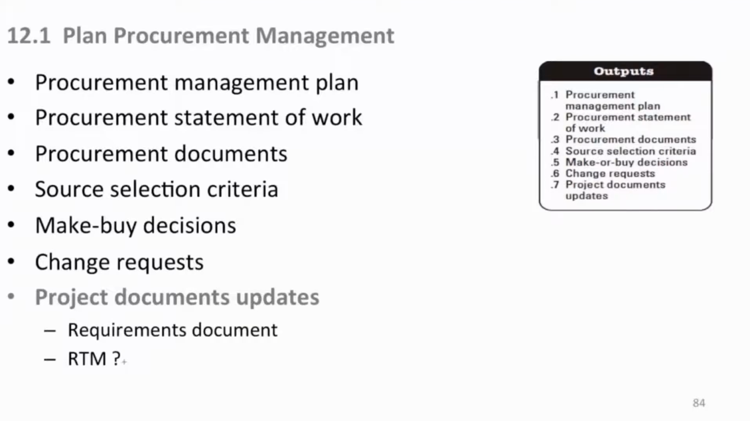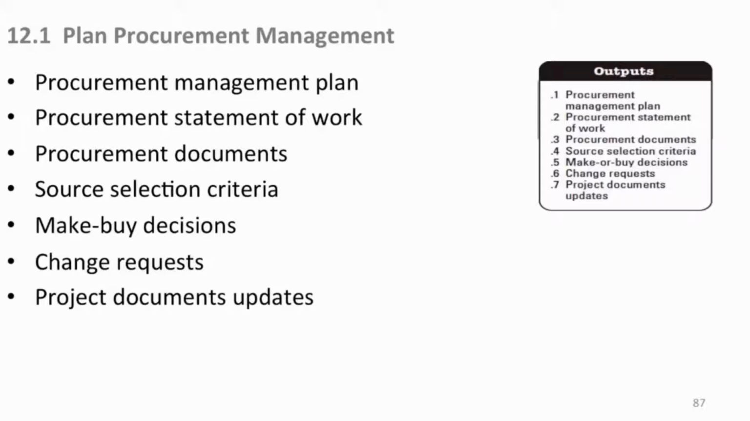Project document updates. Your requirements document may be tweaked a bit. Maybe some technical requirement just can't be achieved by anybody, so you may need to skinny it down a bit and update it. And remember what RTM is in the context of requirements. That's your requirements traceability matrix. That would then change accordingly when you change your requirements document. They kind of pair up. And the risk register, of course, may change dramatically throughout all of this. As you finally select some source, you may have a whole new list of risks, or some risks may go away because you've picked somebody where the risk just is not an issue anymore. So those are your outputs of planning procurement management.